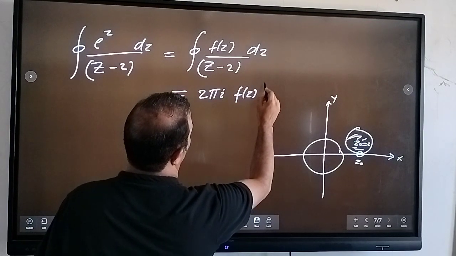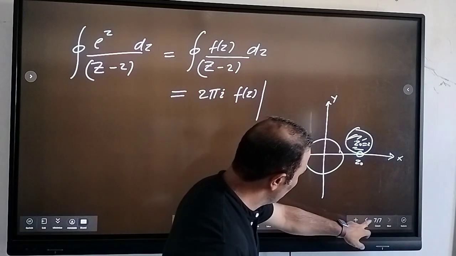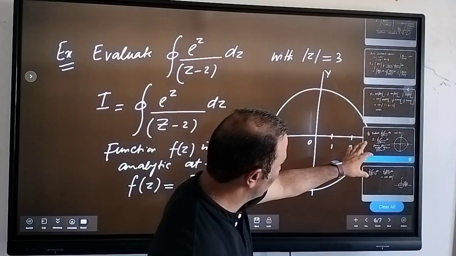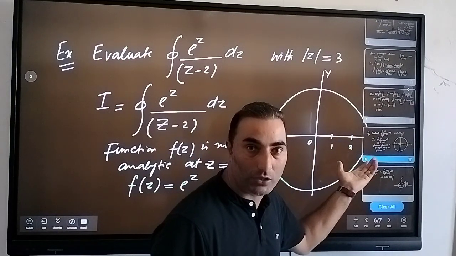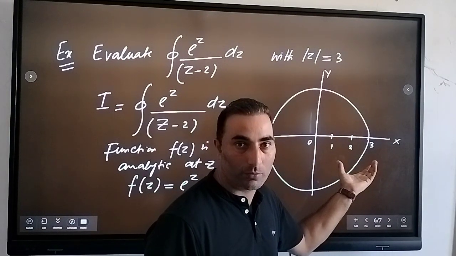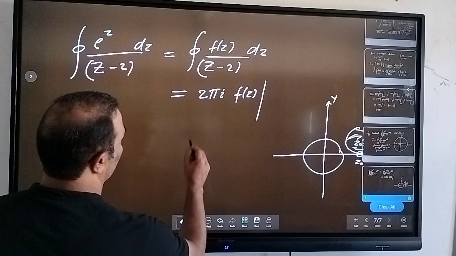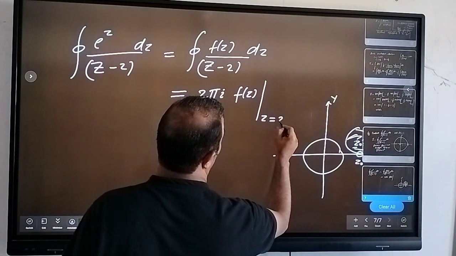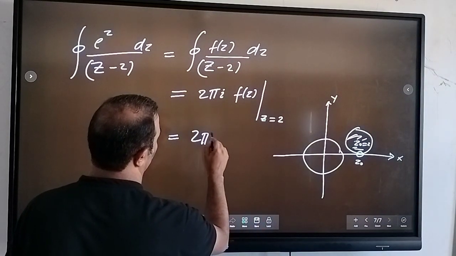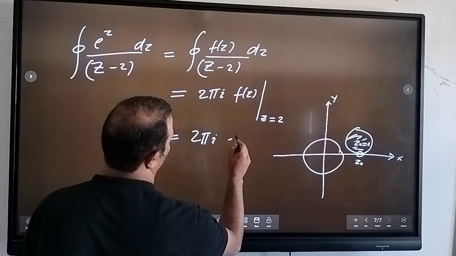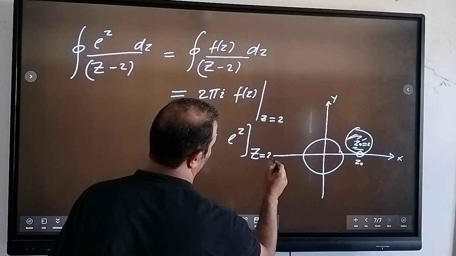So you can write this as 2 pi i times f of z, and check that when you consider mod z equal to 3, we have a circle with radius 3 here, but z equal to 2 lies within this circle, so it lies within this domain, right? So in that case, this value will be equal to f at z equal to 2. So this will be equal to 2 pi i e power z at z equal to 2, right?